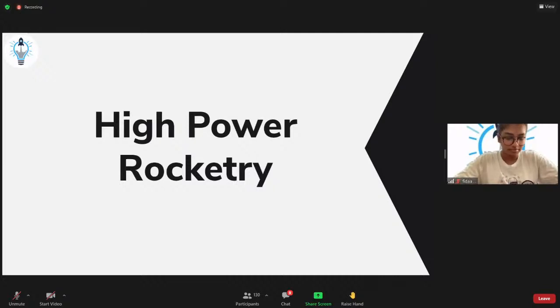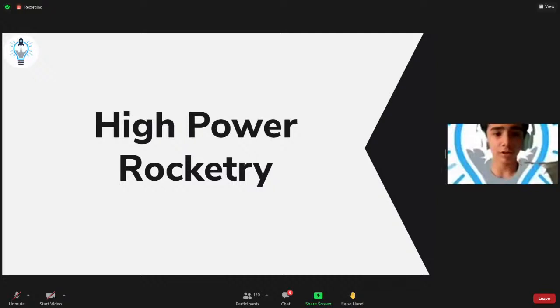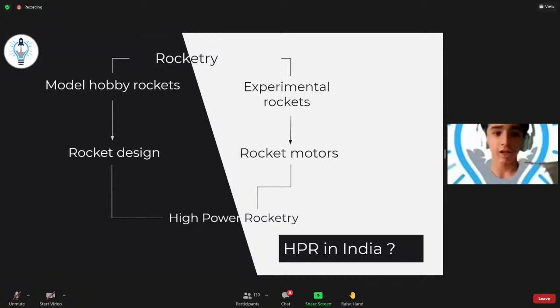I'm Aryan and I'm going to be talking about high power rocketry. Unlike the model hobby rockets, experimental rockets use components which are built from scratch. The high power rockets, which are similar to experimental rockets, use rocket motors which are available commercially. Due to the lack of rules and regulatory bodies in India, experimental rocketry is quite a challenge.